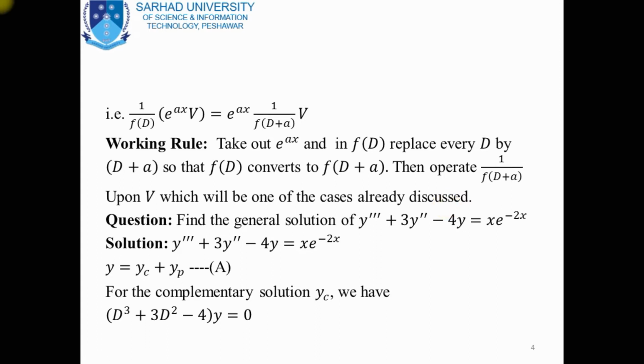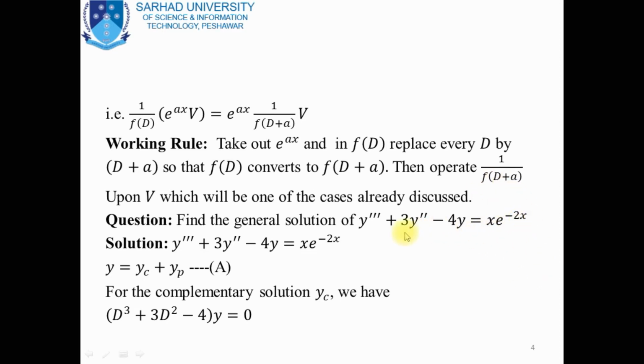Now, for example, we have the third order non-homogeneous linear differential equation y''' plus 3y'' minus 4y is equal to x e power minus 2x. Now you see over here e power minus 2x is the exponential function, and the other is a polynomial function. So on the right hand side, the function f of x is in the form of an exponential function multiplied with a polynomial. Now we are going to discuss the procedure of how to find the particular solution in this case.